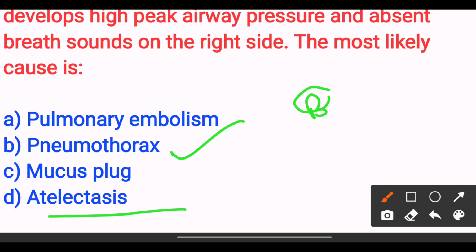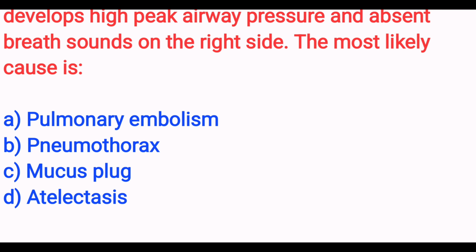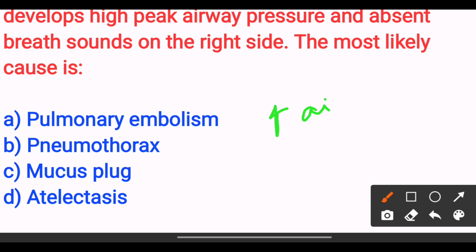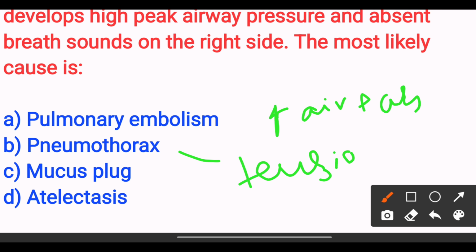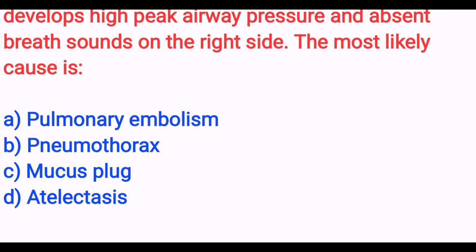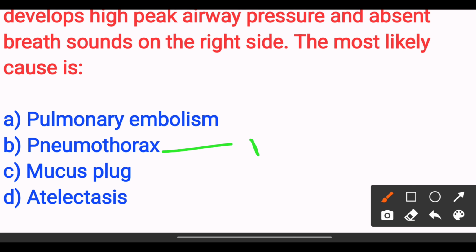Pneumothorax, because in ventilated patients, sudden high airway pressure plus absent breath sounds on one side indicates tension pneumothorax. It is an emergency needing immediate decompression. So the answer is option B, pneumothorax.